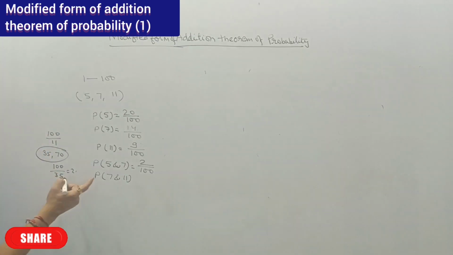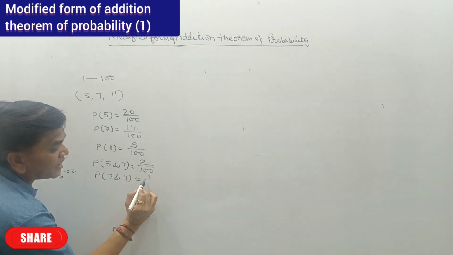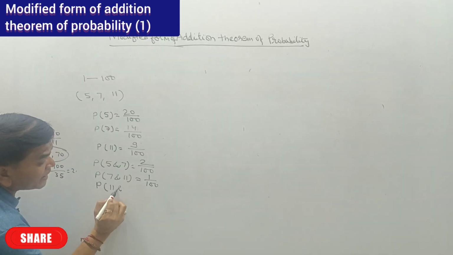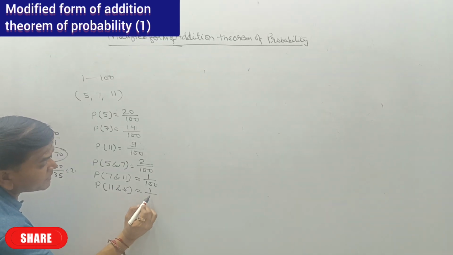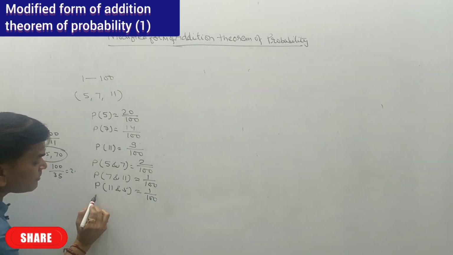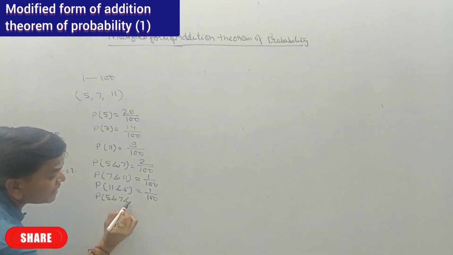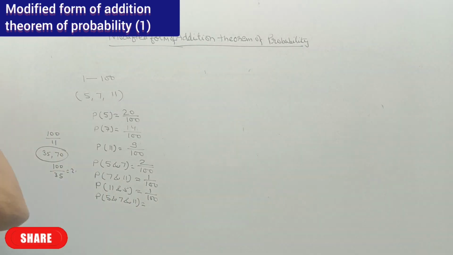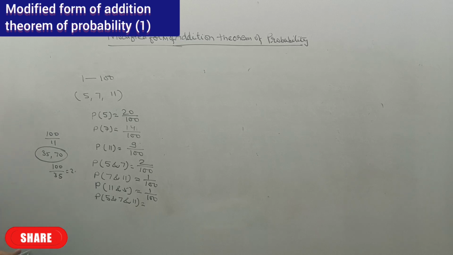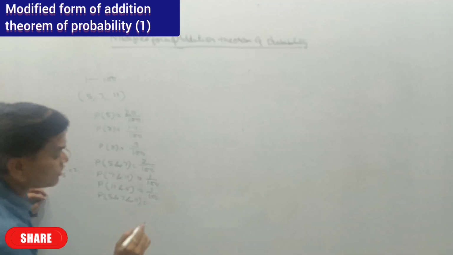Now divisible by 7 and 11, only the number 77 is divisible by both 7 and 11, so 1 upon 100. Now divisible by 11 and 5, only one number, 55, is divisible by both, that is 1 upon 100. Now divisible by 5, 7 and 11, there is no number divisible by all three, because 5 multiplied by 7 multiplied by 11 is 385. So that is 0 upon 100.